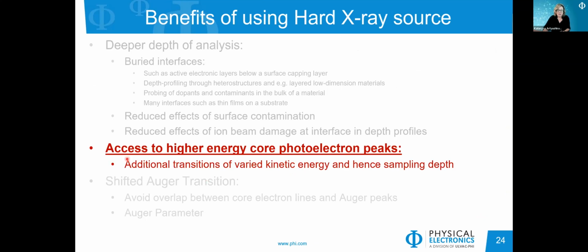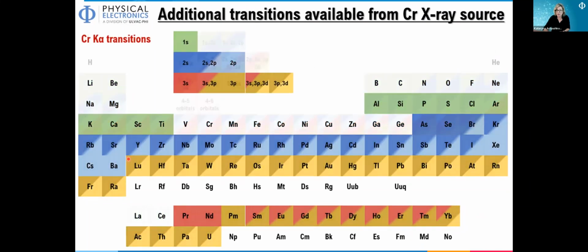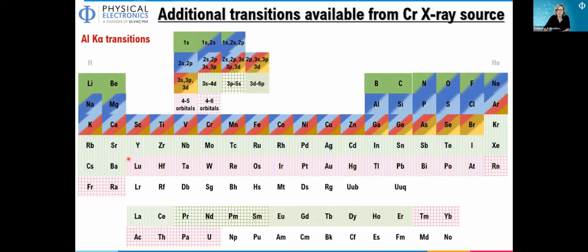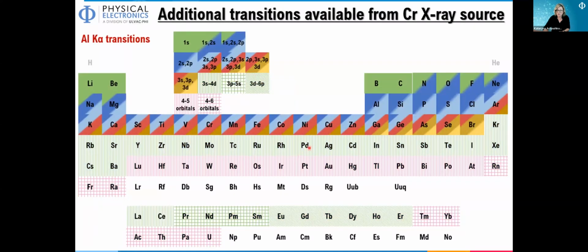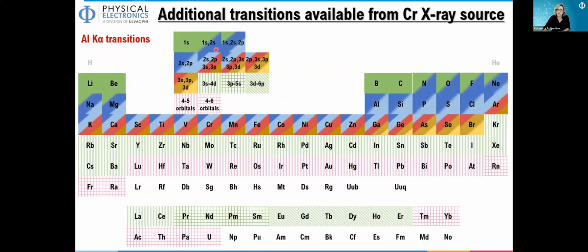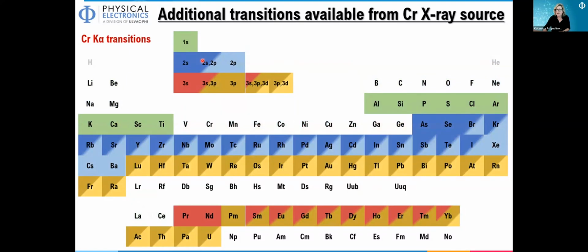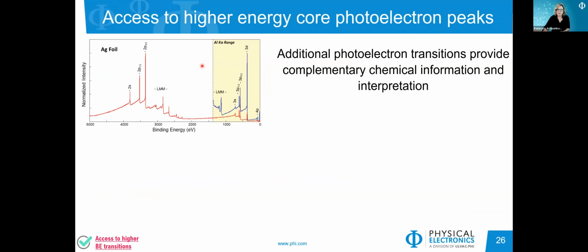So now let's look at what gives us access to higher core electron energy, so different photoelectron peaks. This cartoon shows how many more transitions we now have thanks to the chromium source in comparison to aluminum. The shaded areas of the aluminum, all the dashed ones, are not accessible. But with chromium, we have access to many more 1s, 2p transitions that can provide us additional chemical shift information.